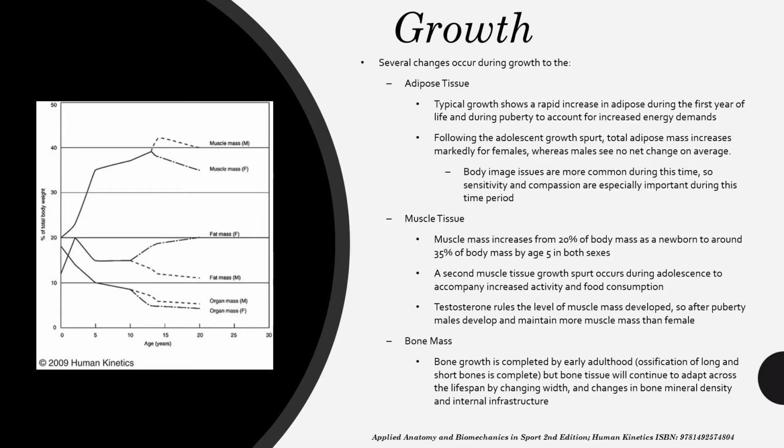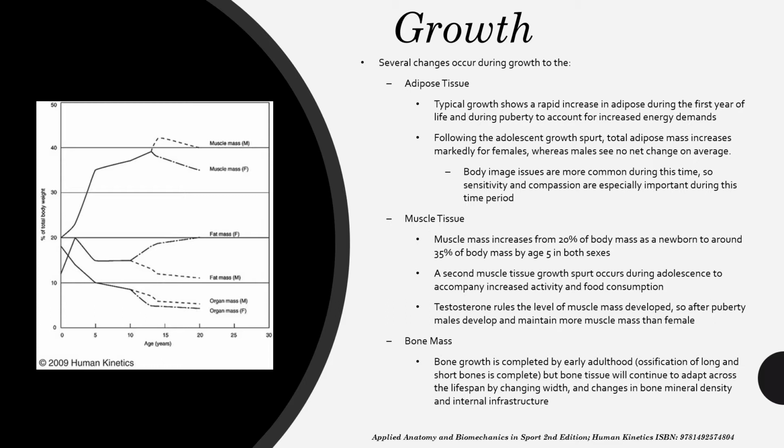Also, there's a couple changes that are going to occur during growth. So first, let's talk about the adipose tissue, so the fat tissue. Typically, we're going to see a large increase in adipose tissue during the first year of life, and then during puberty. We need this additional fat for our increased energy demands of the body. There's a lot of growth going on. We need to have that energy available to go through these growth processes.